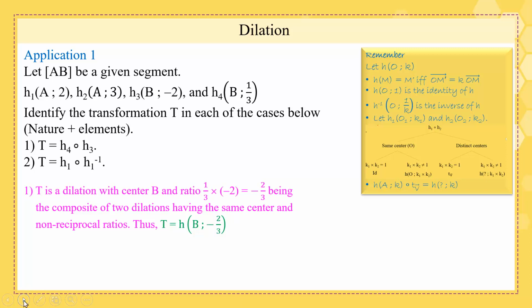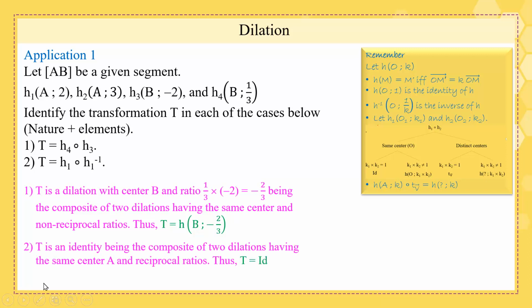Please stop the video before solving this example. T is an identity. T will be the identity because it is the composite of two dilations having the same center and the product of their ratios is 1, because the ratio of H1 is 2 and the ratio of the inverse of H1 is half. So the product of the ratios will be 1. So the ratios are reciprocal to each other. Thus, T will be equal to the identity.